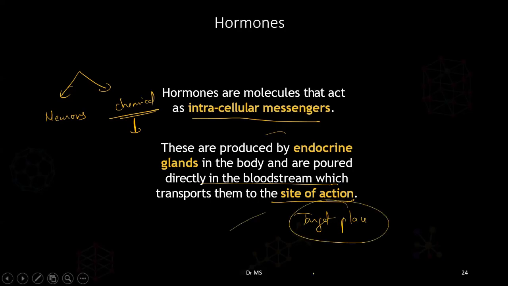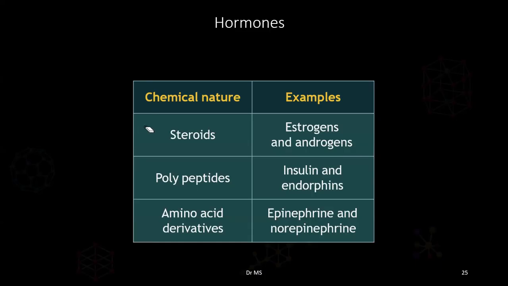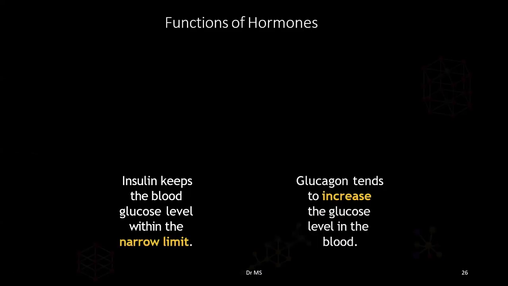So what are the different kinds of hormones? They are classified chemically: steroids, polypeptides, and amino acid derivatives. Steroids are derived from lipids. Polypeptides are nothing but proteins, and the amino acid derivatives are also related to proteins. Steroids include estrogen and androgen, the female and male hormones. Polypeptides include insulin and endorphins, and epinephrine and norepinephrine. We'll see what they are.